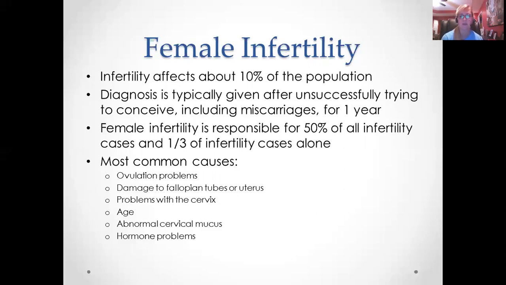Female infertility is responsible for 50% of all infertility cases and 1/3 of infertility cases alone. So basically they say that female infertility is 50%, male infertility is 50%, and then female only is 1/3, male only is 1/3, and male and female together is 1/3. And obviously if both male and female have fertility issues, those are the hardest to get pregnant.